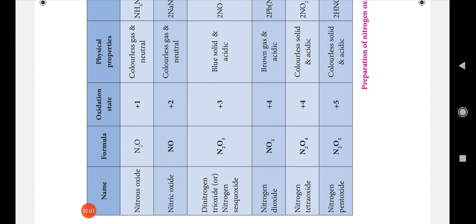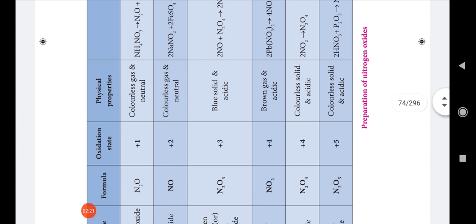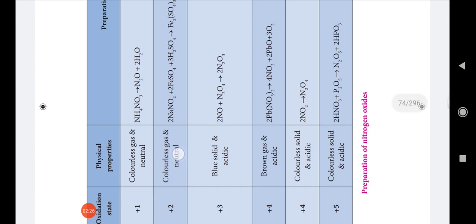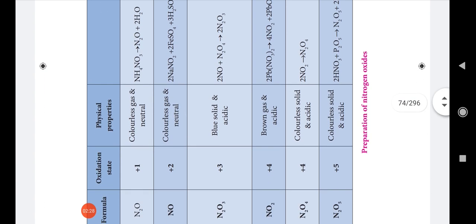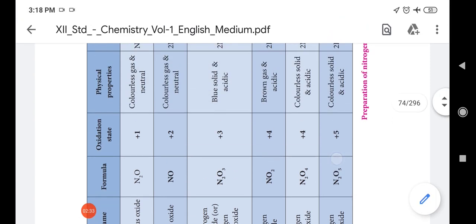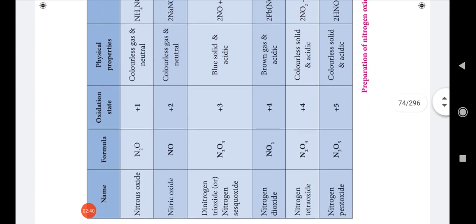The third oxide is dinitrogen trioxide, with 2 nitrogen and 3 oxygen, also called nitrogen sesquioxide. Its oxidation state is +3. It is a blue solid and acidic in nature. It is prepared from nitric oxide and nitrogen tetroxide. N2O4 is nitrogen tetroxide. By treating nitric oxide and nitrogen tetroxide, it will form dinitrogen trioxide.